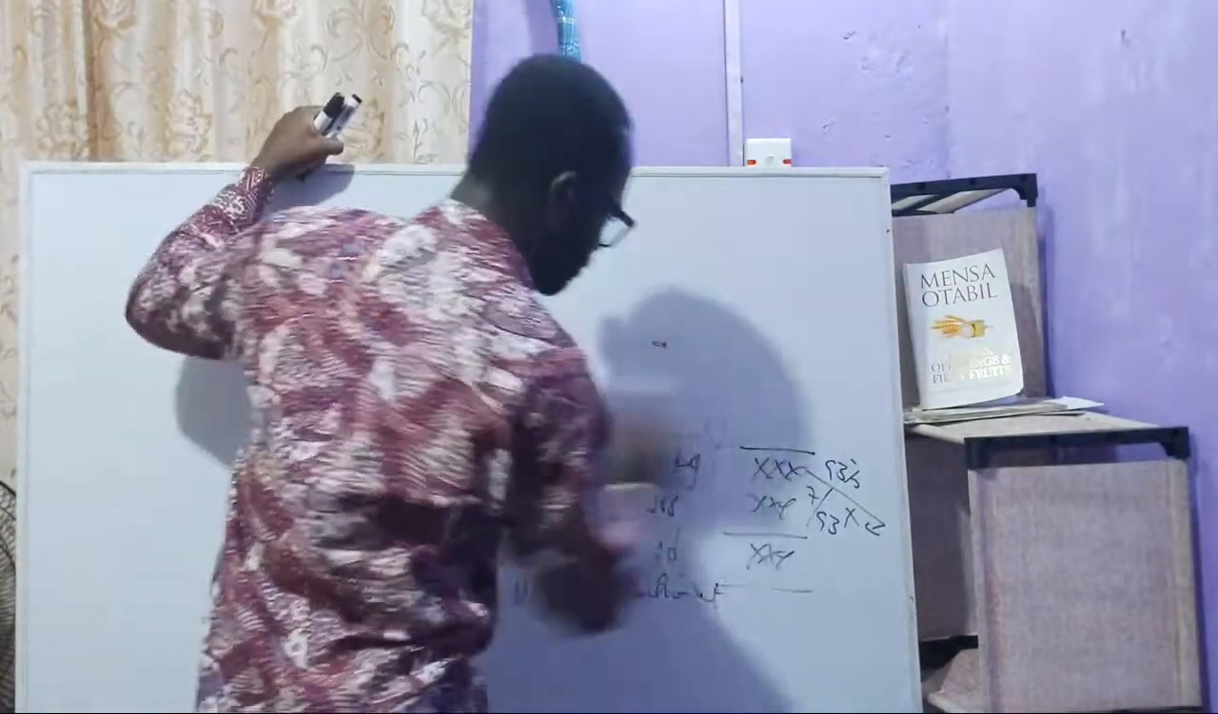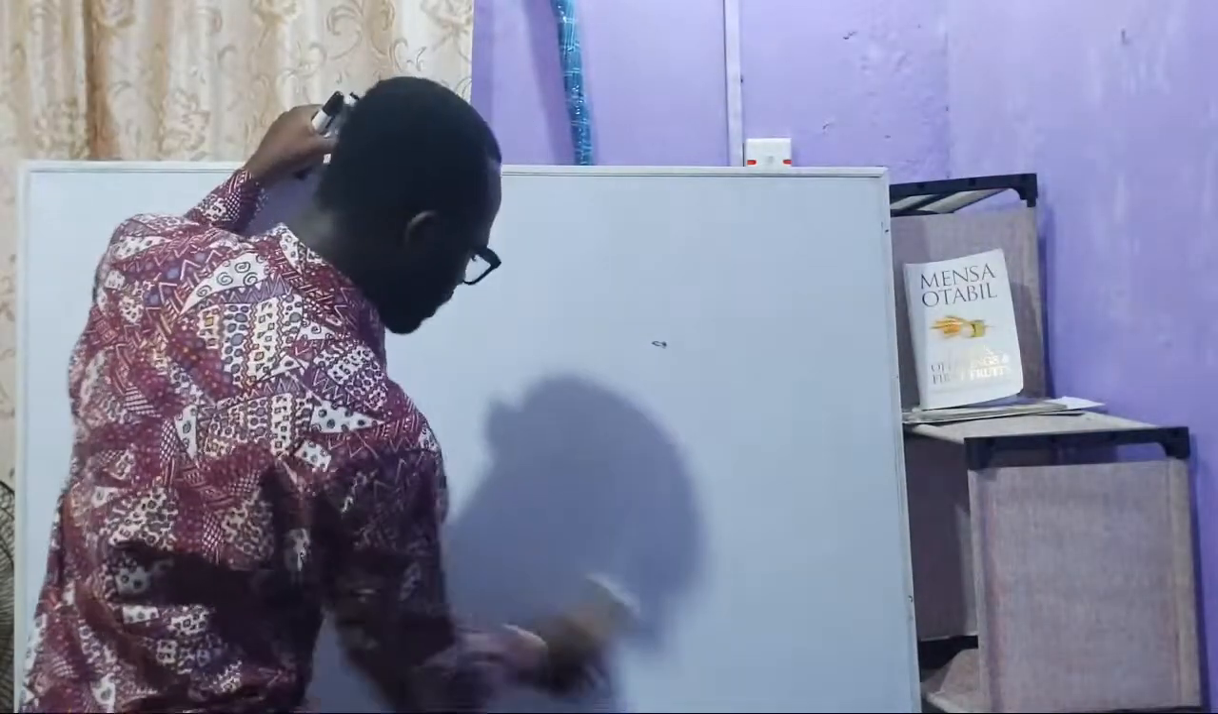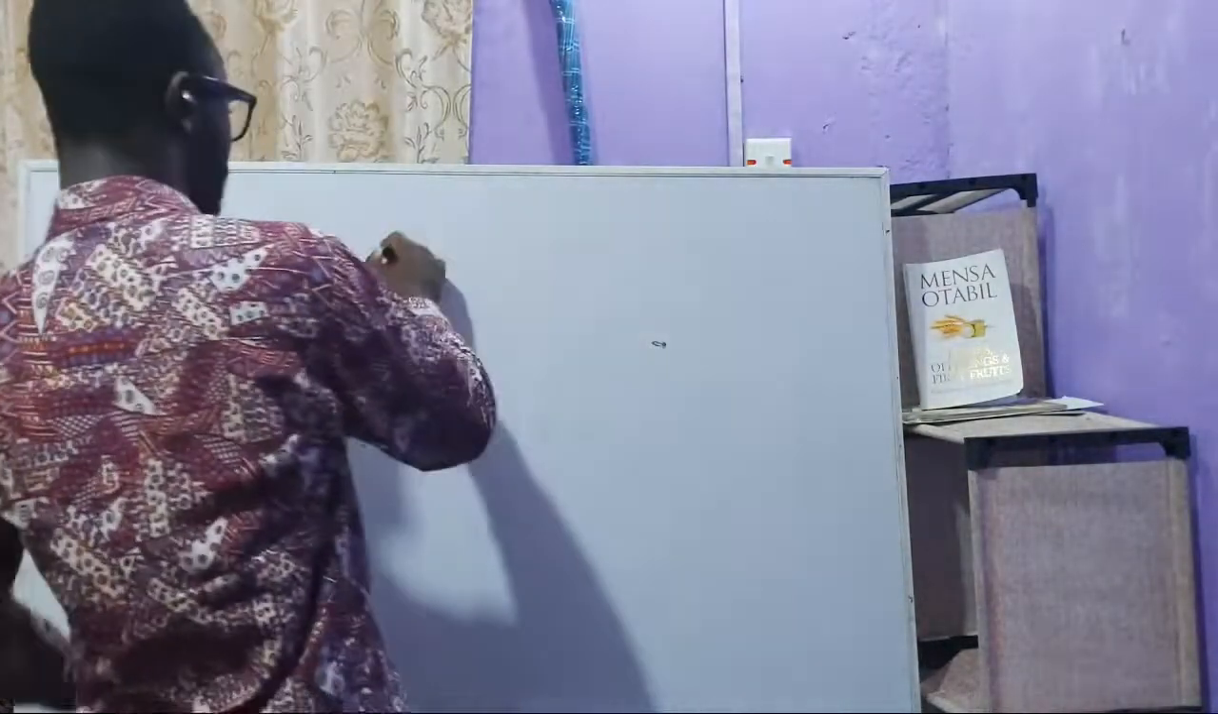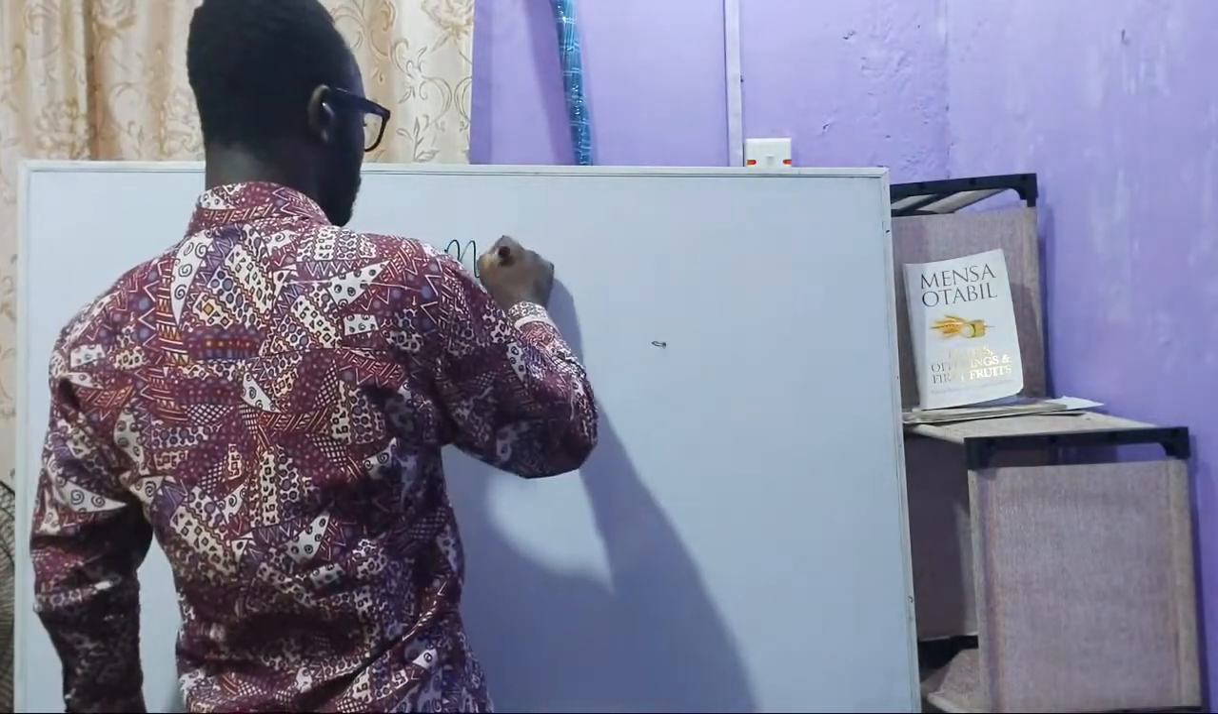So let's go there. The material purchases budget. Under the material budget, there are three things: the material usage budget, the material purchases budget, and then the material cost budget. So let's look at it. The second one is the material purchases budget.